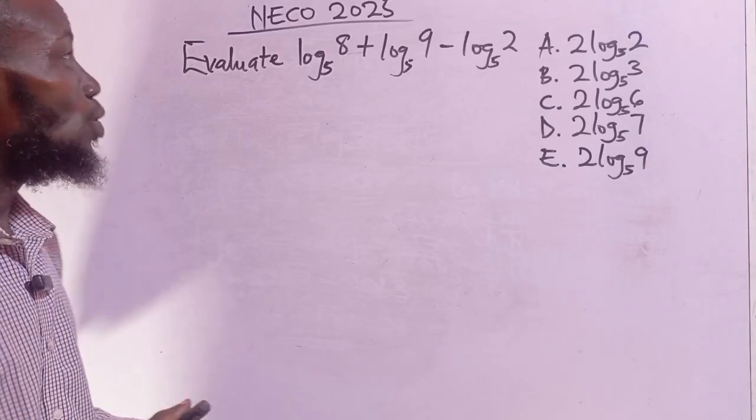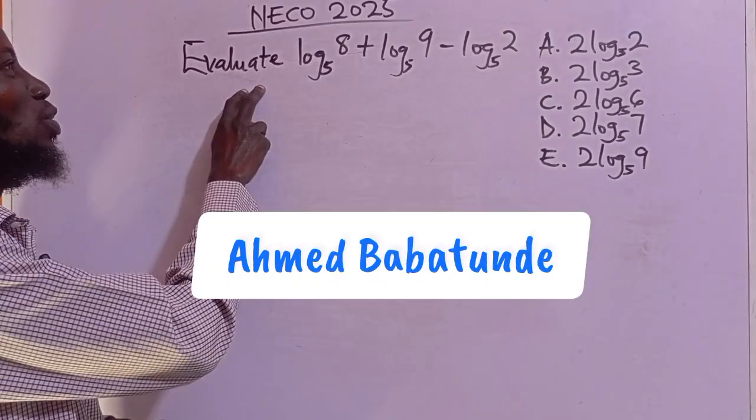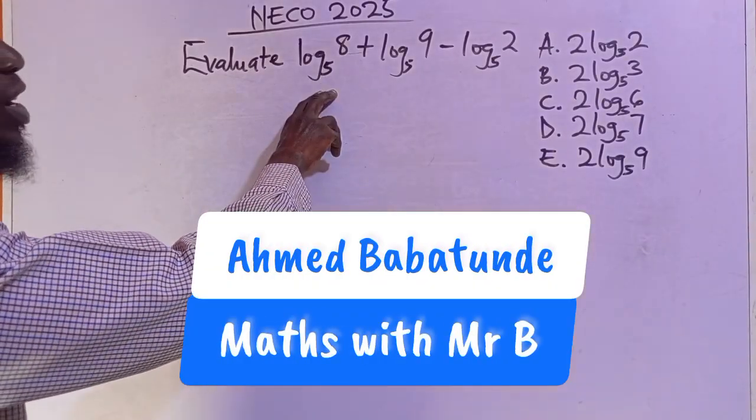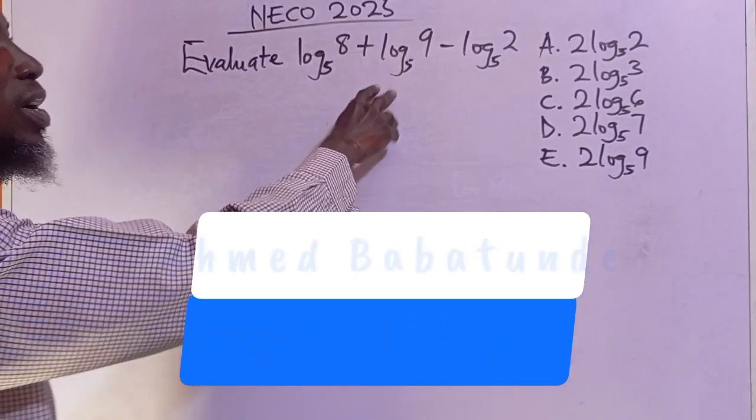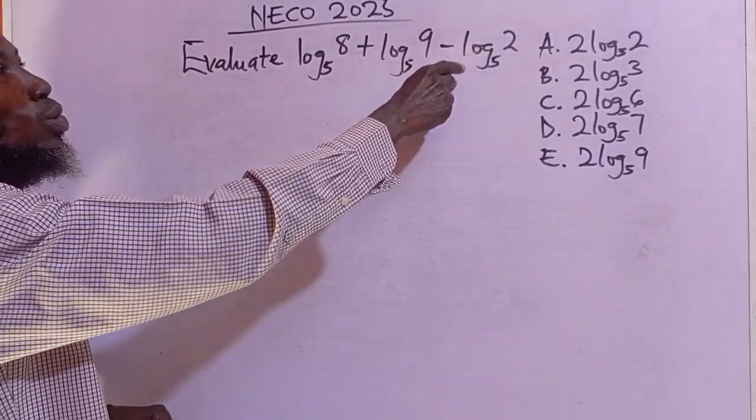Let's look at this NECO question 2025. Evaluate log 8 to base 5 plus log 9 to base 5 minus log 2 to base 5.